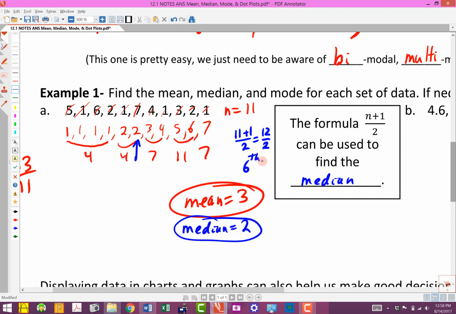What that means is the sixth one in order should be the middle point. If there are 11 altogether, the sixth one should be the middle one. So let's count. 1, 2, 3, 4, 5, 6.